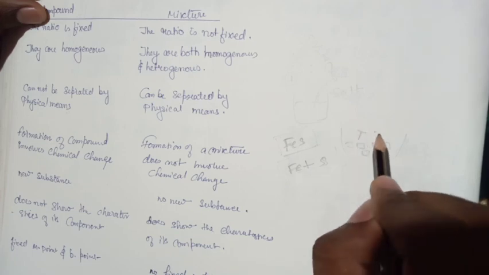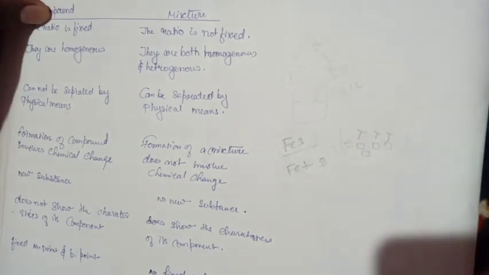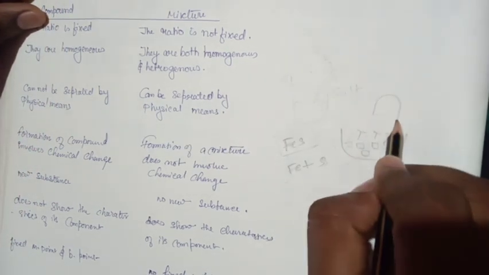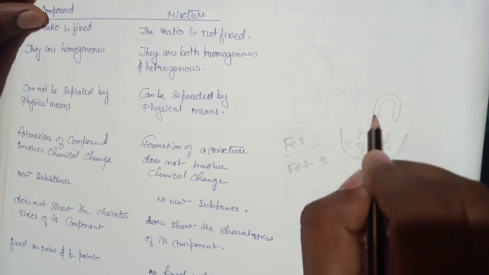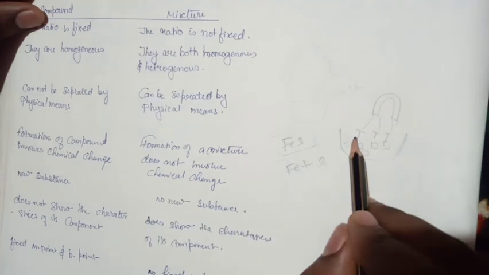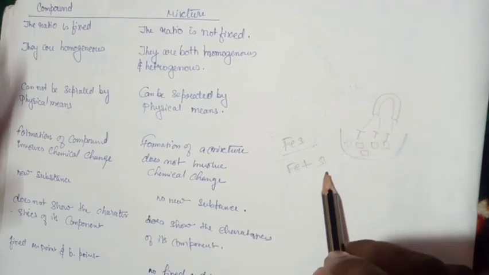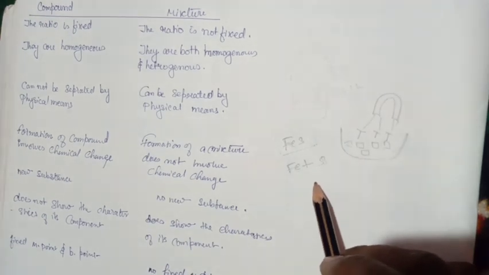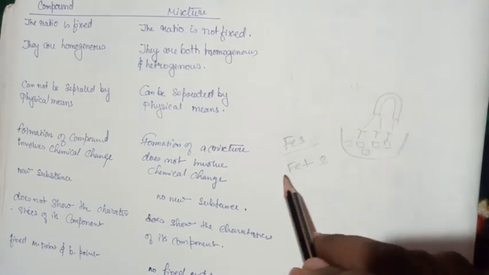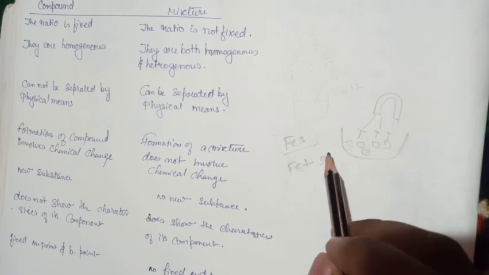But on the other hand, if we take bits of paper in a bowl and we put some iron pins, what happens here? We bring a magnet, all the iron pins will be attracted towards the magnet, and we can separate the iron pins and the paper. So a mixture can be separated by physical means, and compounds cannot be separated by physical means.